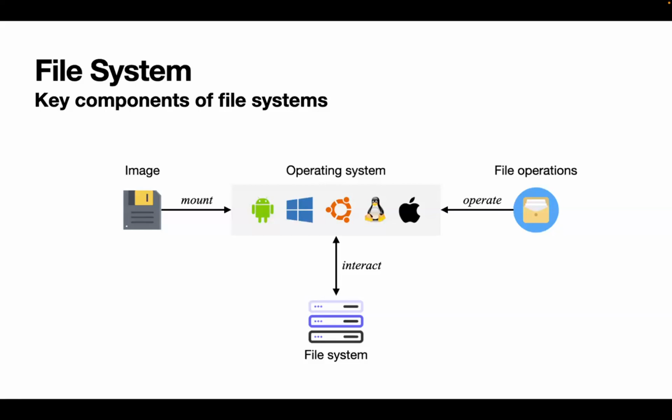It can be done by two factors, the image and the file operations. Specifically, users can mount an image, the disk, on an operating system or perform some file operations like fread and fwrite. Intuitively, they can be two security factors that impact the underlying file systems.